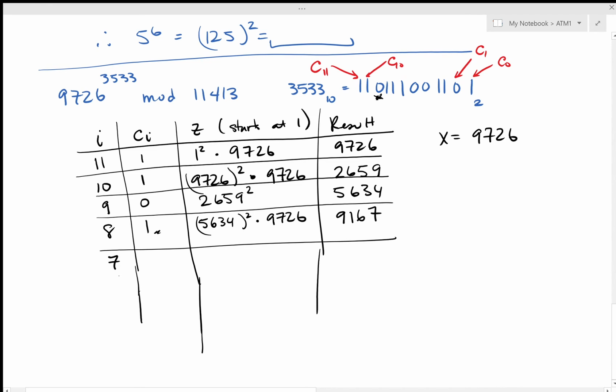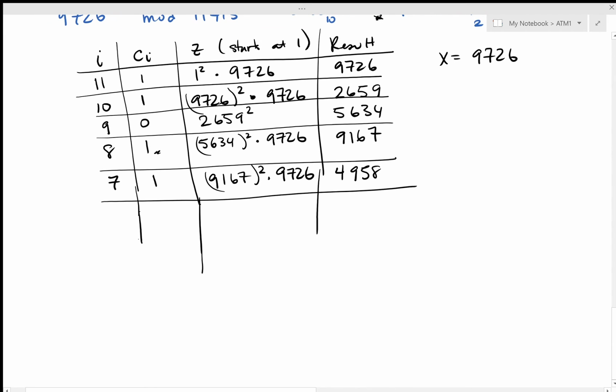7. What is C7? C7 is a 1. We square our current value of Z, which is that thing there. And since it's a 1, we multiply by X. We get this number here, 4958. Okay, then we decrement to 6. C6 is still a 1, so we do the same thing. 4958. We square that, and then we multiply by 9726, and we get 7783.